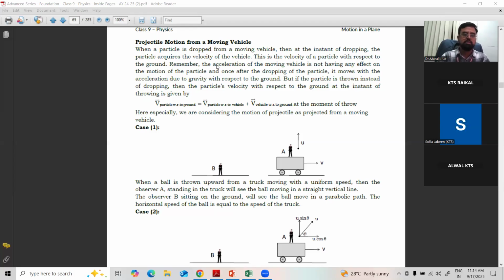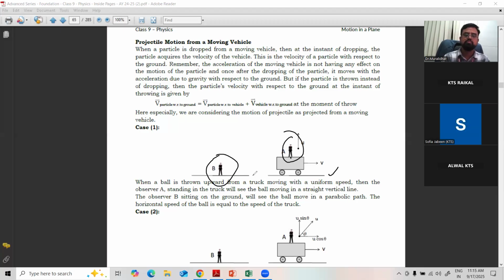See here, first case: when a body is thrown upwards from a truck moving with uniform speed. The car is moving, and we throw the ball upwards. Then observer A standing on the truck will see the ball moving in a straight vertical line. There are two observers, A and B. This fellow throws the ball upwards in the moving car, so what does he feel? The body moves vertically upwards. But observer B sitting on the ground will see the ball moving in a parabolic path. That fellow feels like that. This is only because of the relative velocity, comparing one velocity with another.